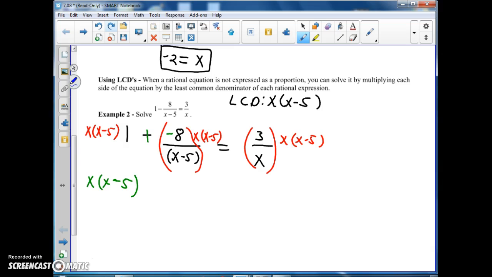Now take a look at this. What can you cancel? The x minus 5s, right? You can cancel the x minus 5s like that. And now you multiply them together, so what do you end up getting? Negative 8x. You see, it's simple as can be. Negative 8x. Got it.